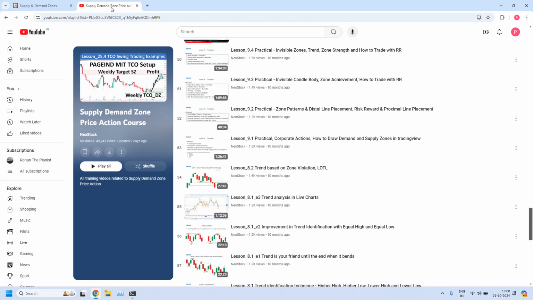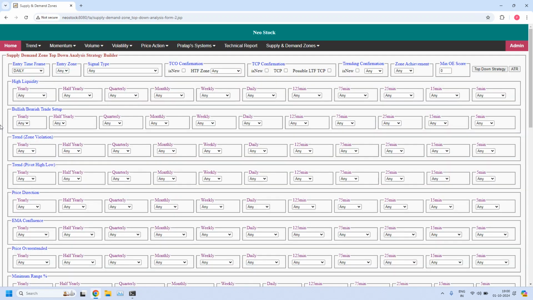Now let's get into the report generation. In the first report, let us identify the stocks near demand and supply zones for different time frames. During this process, we will also identify daily and 75 minutes high liquidity zones.